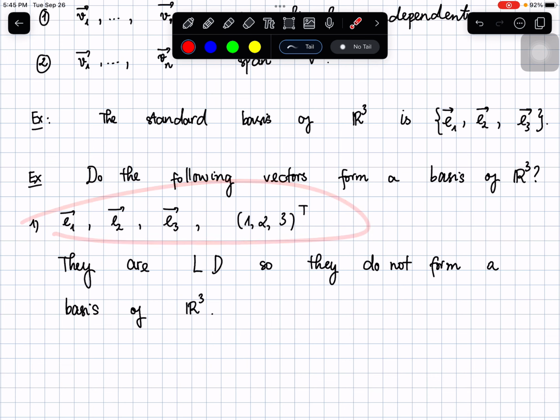four vectors. So later on we will learn that this is the Euclidean vector space of dimension 3. So the maximum number of linearly independent vectors is 3. Here we have four vectors, so no matter what, they must be linearly dependent.